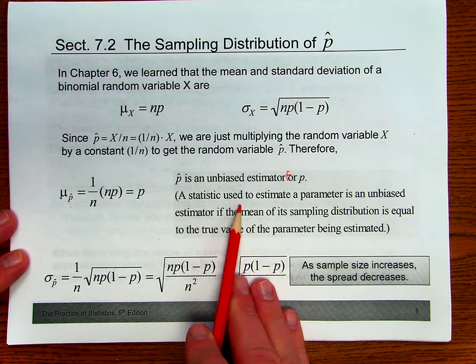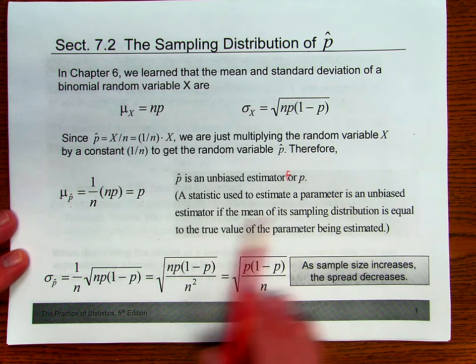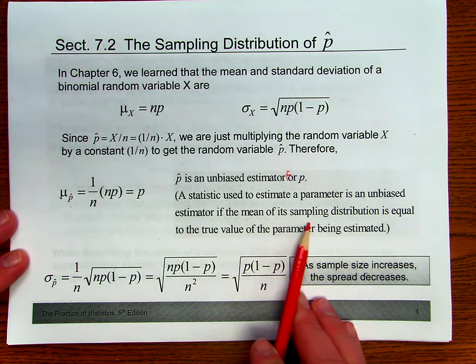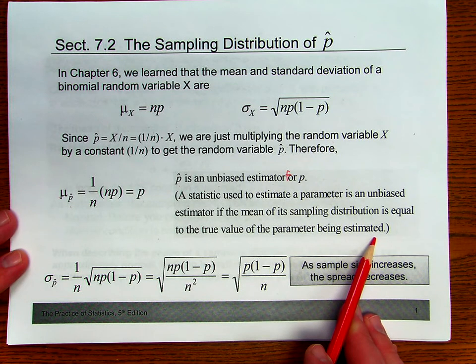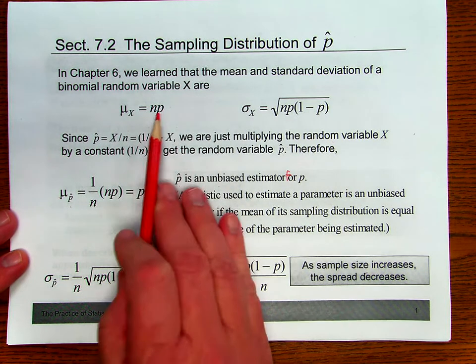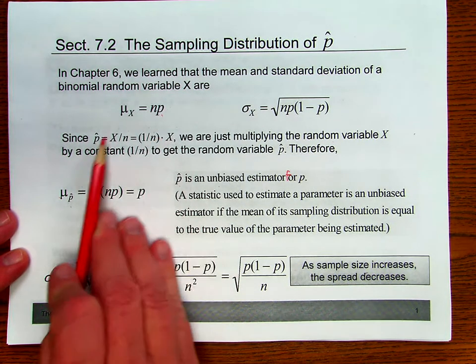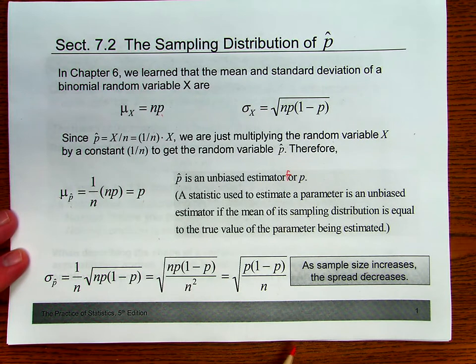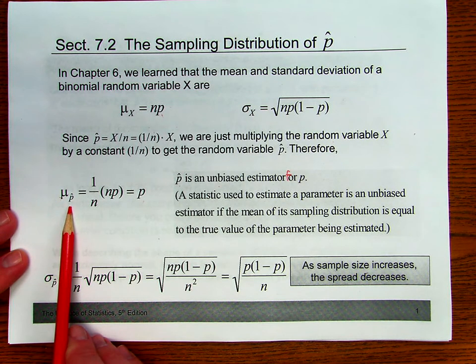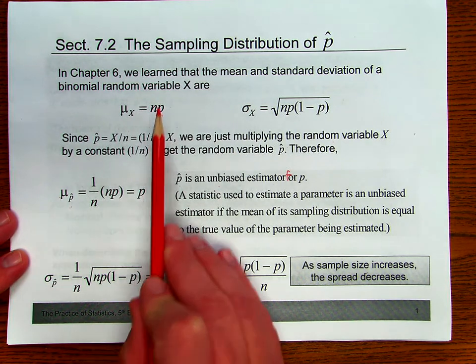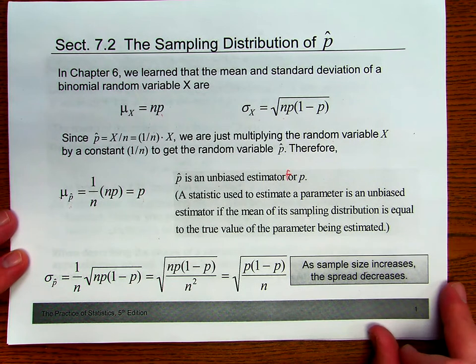Recall what that means. A statistic used to estimate a parameter is an unbiased estimator if the mean of the sampling distribution is equal to the true value of the parameter being estimated. All right, the bridge from here to here, this stuff in the middle, isn't particularly important in terms of what you need to know for a quiz or test. The important thing is the concept of the mean of the sampling distribution of p hat being p is a direct byproduct of what we learned in chapter 6.